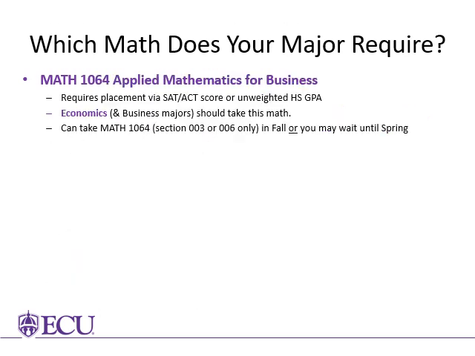Math 1064 is Applied Mathematics for Business, and it is for business or economics majors only. If you scored a minimum 570 on the Math SAT, or a 23 on the Math ACT, or a 2.96 high school unweighted GPA, you can take this course. Most of the sections are restricted for business majors only, so if you are an economics major, you can only sign up for Section 3 or Section 6 in the fall, or you may wait until spring to take it instead.